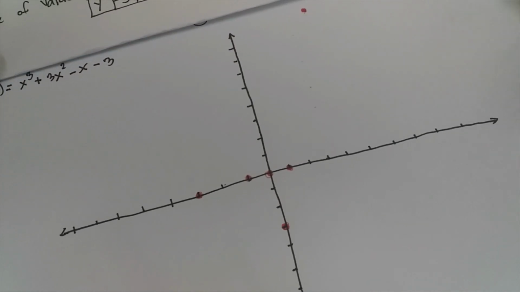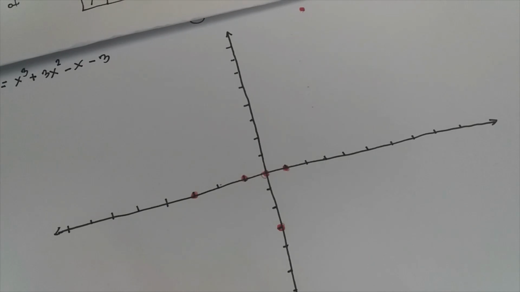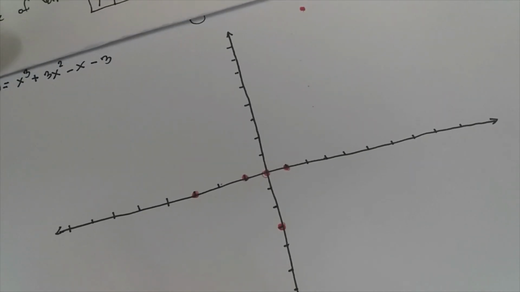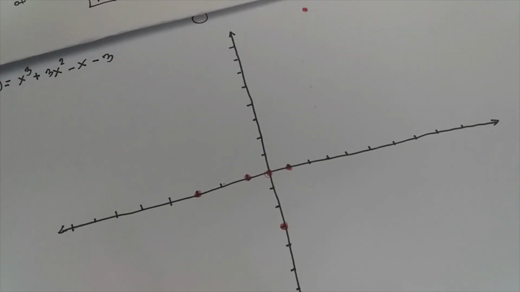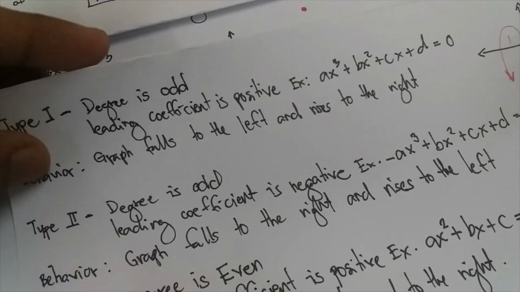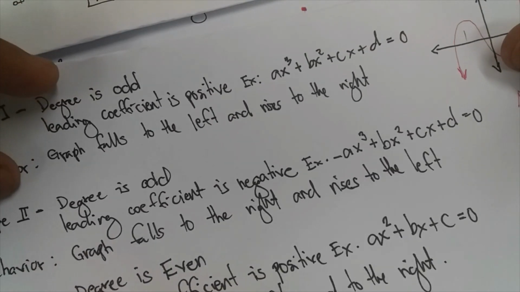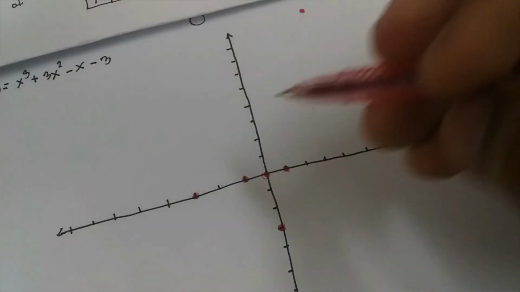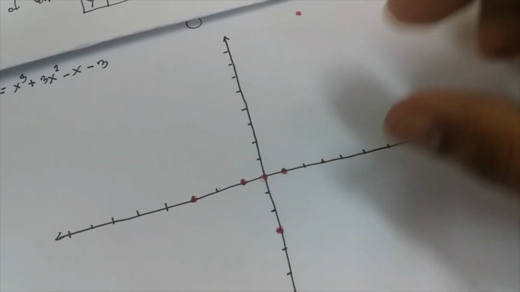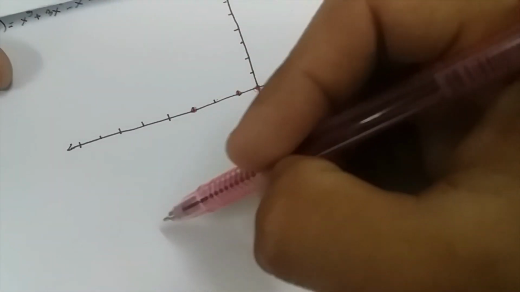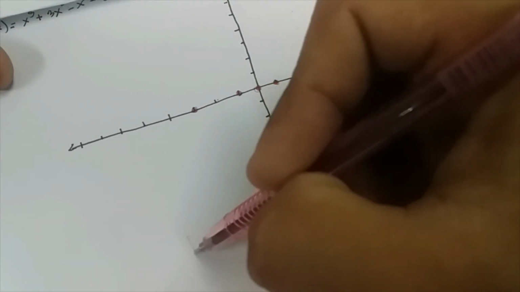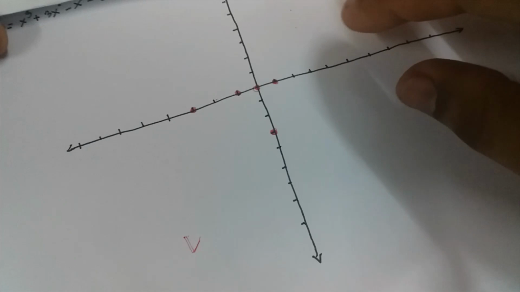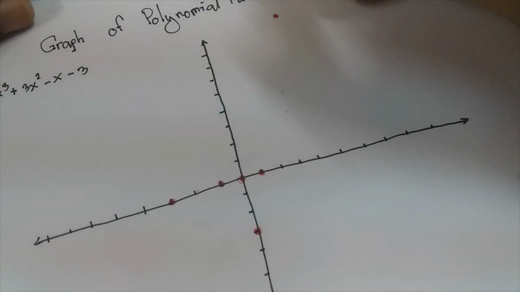Remember, this is a type 1 graph. The end behavior for the type 1 falls to the left and rises to the right. So falls to the left. So we will fall to the left here and rise to the right here.